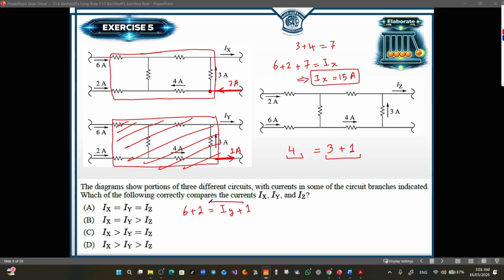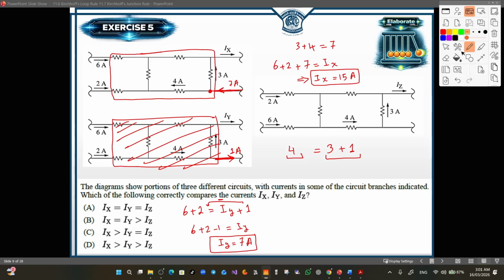Now moving 1 amp to the other hand side, we change the sign to minus: 6 plus 2 minus 1 equals Iy. And 6 plus 2 is 8, minus 1 is 7. So Iy is equal to 7 amps. Till this moment, Ix is the greatest current. Now we still need to evaluate this electric circuit.